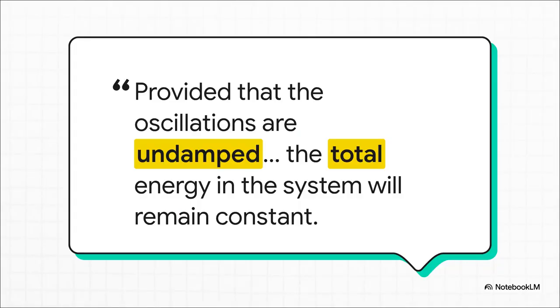Okay, so here is the absolute key to all of this. In a perfect world, a world without friction or air resistance, what physicists call an undamped system, the total energy is always constant. It never just disappears. The system isn't losing anything. It's just endlessly swapping energy between those two forms.